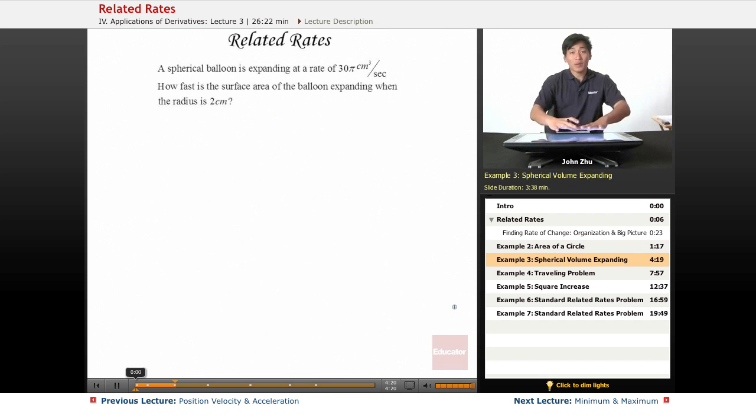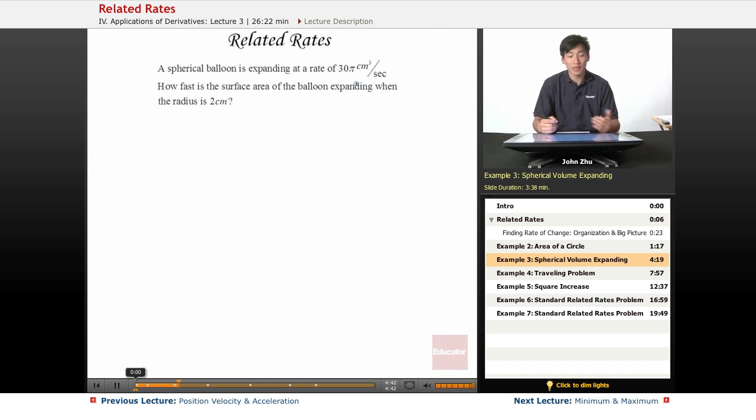We were just talking about the area of a circle. Now let's go into a third dimension and look at volume. We're looking at a spherical balloon that's expanding at a rate of 30 pi centimeters cubed per second. So the volume is expanding at that rate. How fast is the surface area expanding when the radius is 2 centimeters?